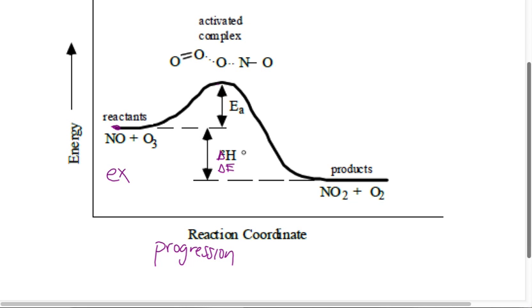Is this exothermic or endothermic? Yep, this is exothermic. Heat was released. We had high energy reactants, low energy products. The heat had to be released to get there. So you need to know how to draw one of these. You've got some good practice homework problems on this.